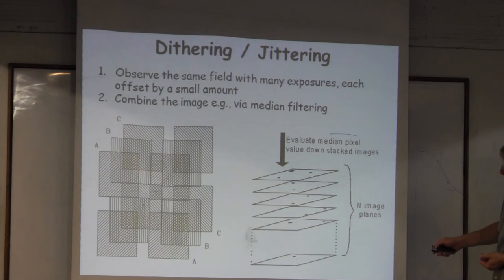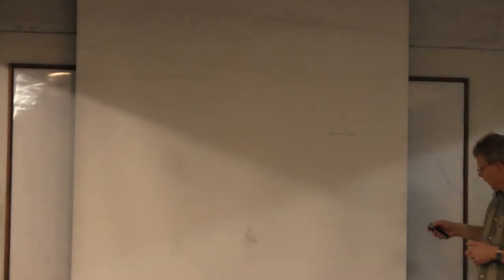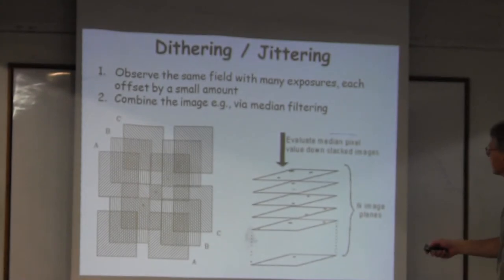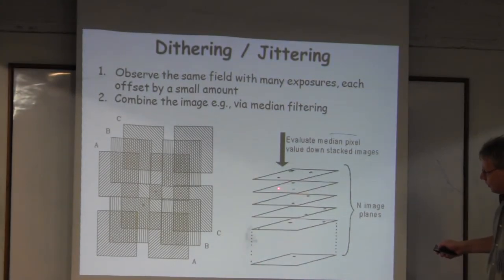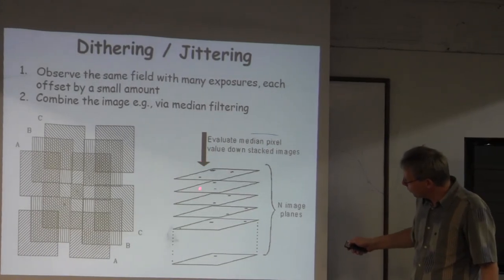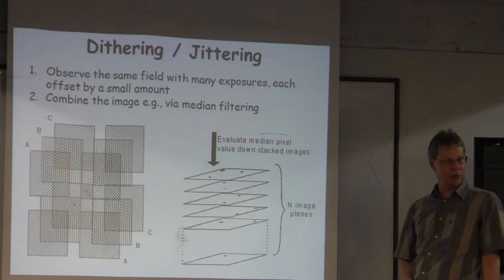And by doing that, we have, say, a star here, but then we dither. Our star is here. In the next image in B, that star, because we moved it, isn't here anymore. And so we could just look at the values of an individual pixel.